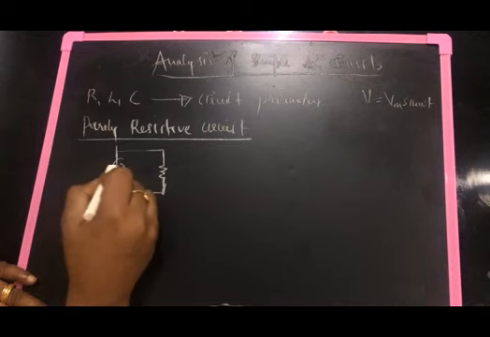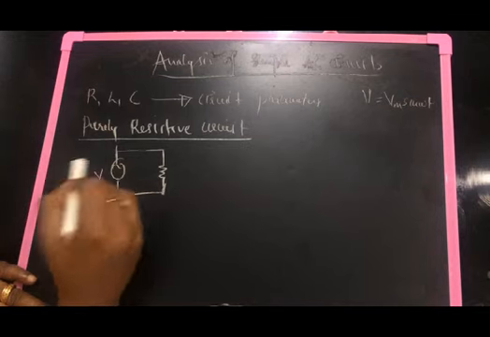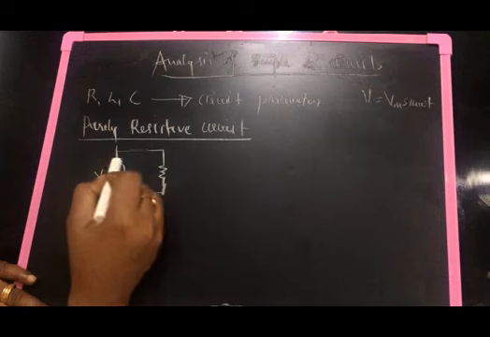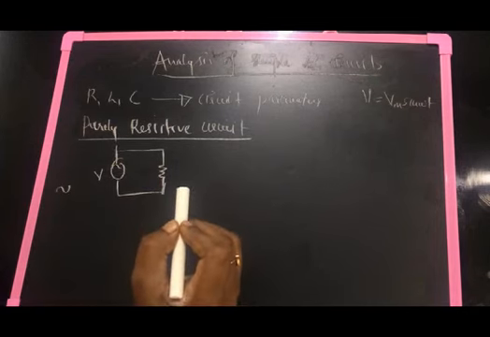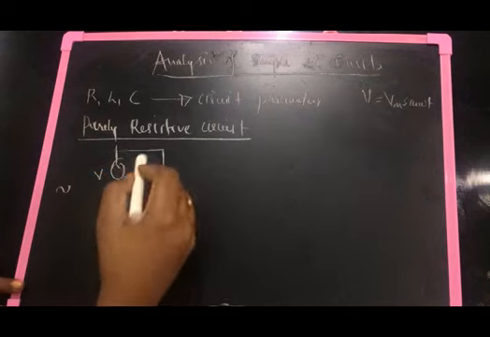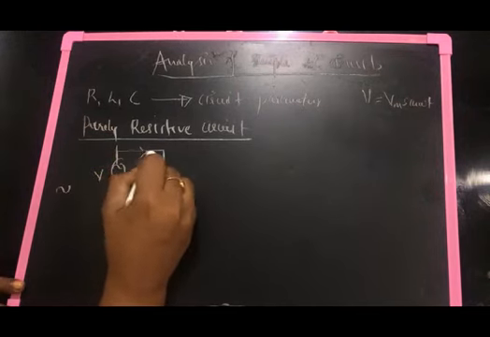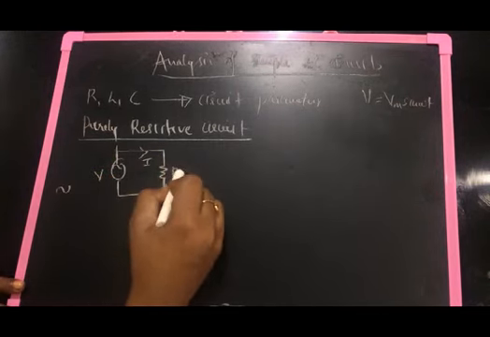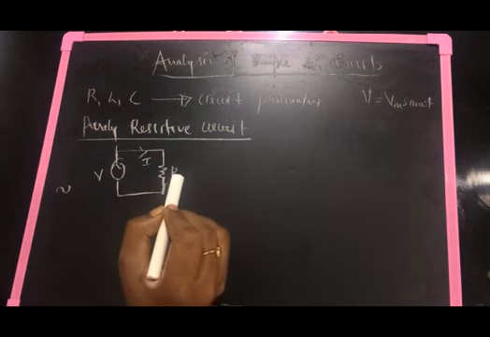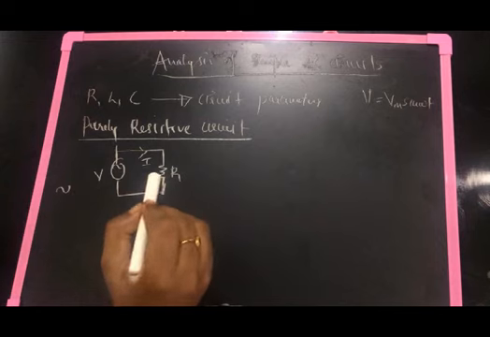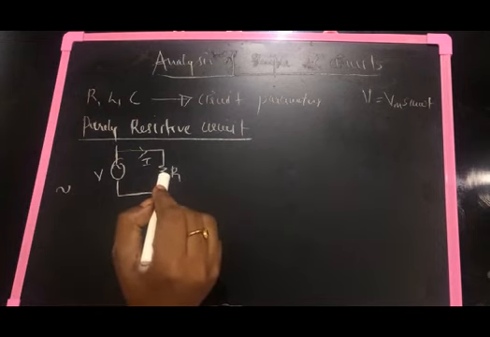This is the voltage source V, an AC voltage source. This sinusoidal symbol stands for an AC source. So we have the AC voltage source V, the current flowing through it is I, and the resistance R. This particular circuit is a purely resistive circuit, that means it contains only the element resistance in the circuit.